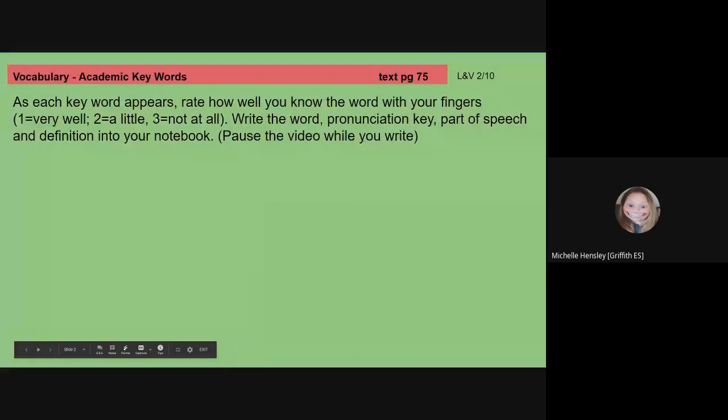As with yesterday, you're going to rate how well you know each word. You're going to give yourself a 1, a 2, or a 3. 1: I know the word very well, I could define it. 2: I know the word a little, I've read it or heard it before. Or 3: I don't know the word at all. You can pause the video wherever you need. You should definitely write down the word, the part of speech, and the definition, because you'll need those for My Vocabulary notebook. All right, our first word, balance.